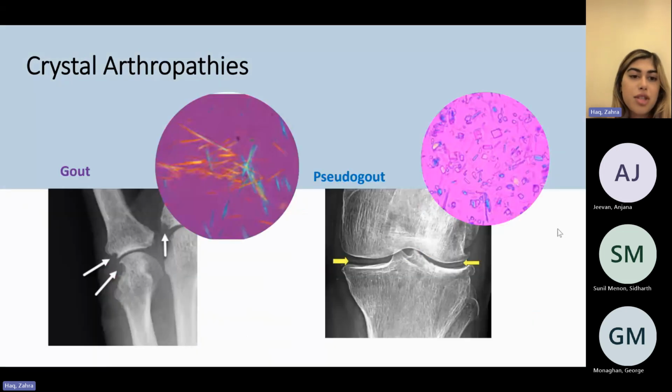Okay, and just moving on to what they look like under the microscope in terms of aspiration. We can see here we get our needle-shaped crystals, and in here, we get our rhomboid-shaped crystals. In terms of gout, as you can see, punched out lesions, which look like rat bites. As you can see, there are some overhanging edges going on here. And in pseudogout, we can see some chondrocalcinosis in the other radiograph.